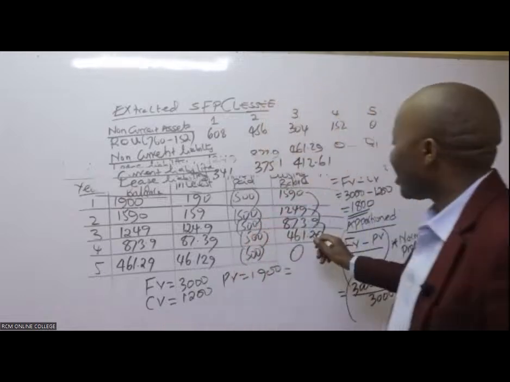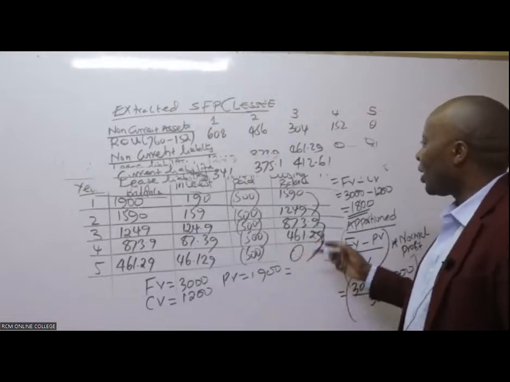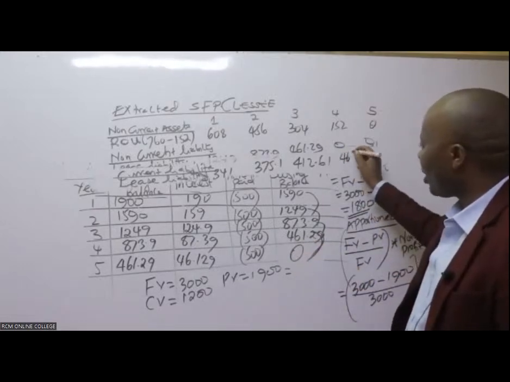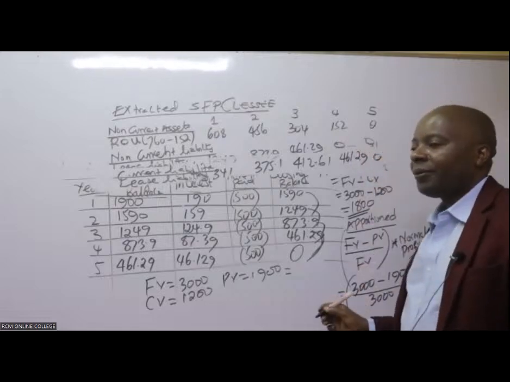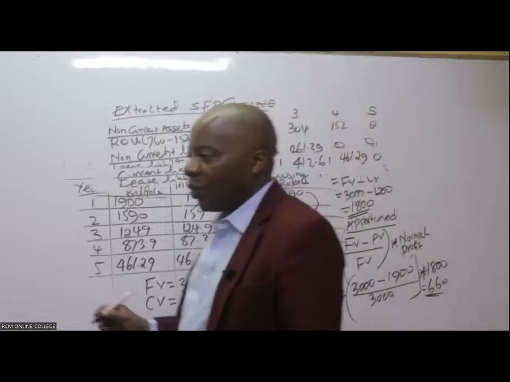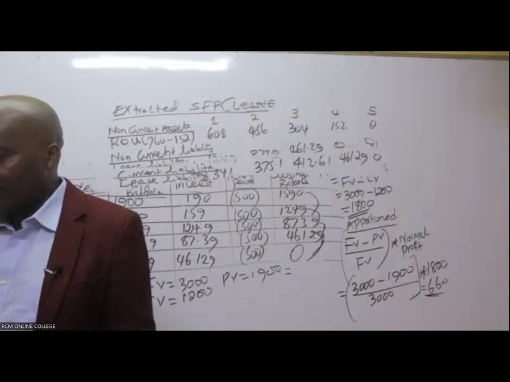And then, of course, the last ACK is this one here. This one minus this one gives me what figure somewhere there, 461.29. And then, of course, we have a 0 like that. So are we together, ladies and gentlemen, up to here?